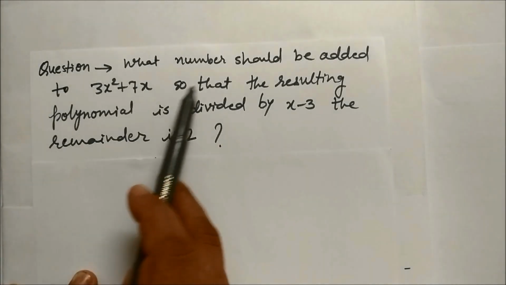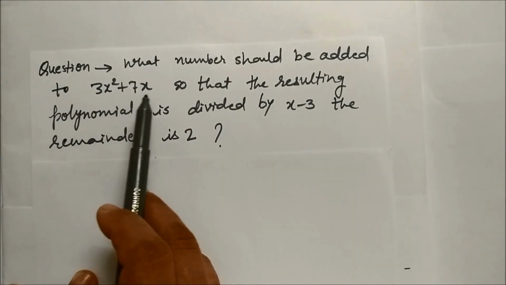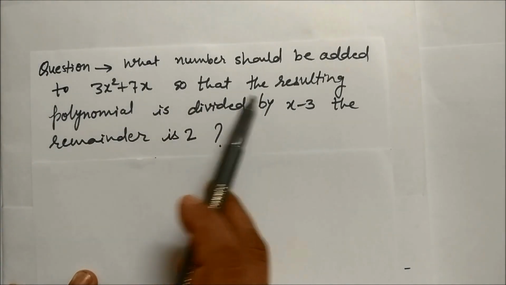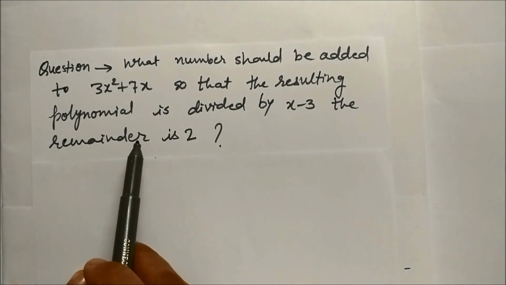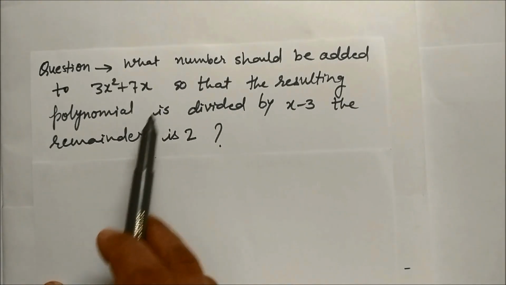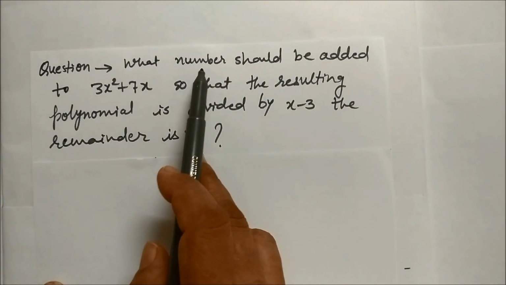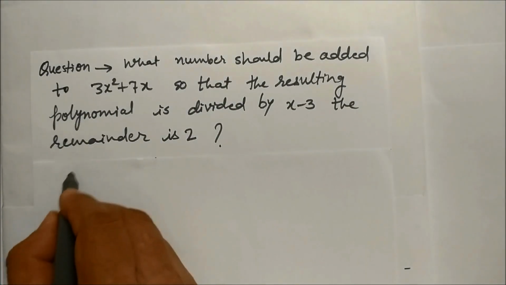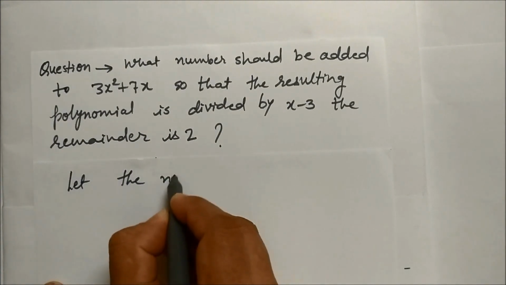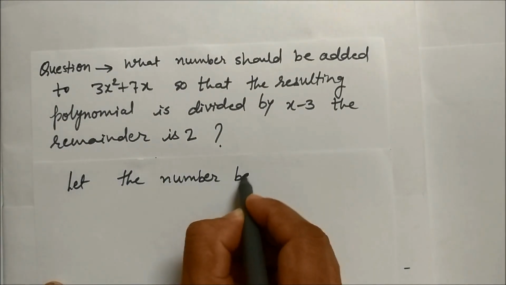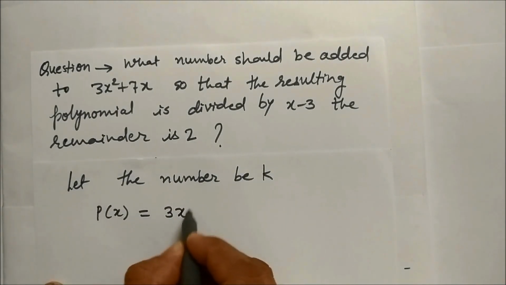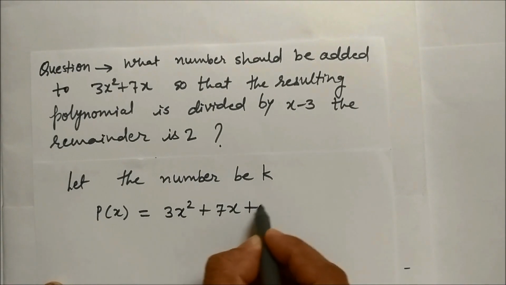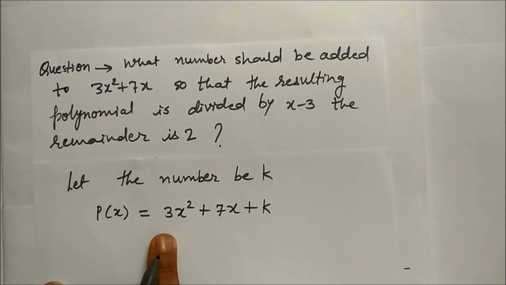Question is here: what number should be added to 3x square plus 7x so that the resulting polynomial when divided by x minus 3 leaves remainder 2? We don't know the number, so we will suppose let the number be k. So the polynomial p(x) is equal to 3x square plus 7x plus k. This polynomial is divided by x minus 3.